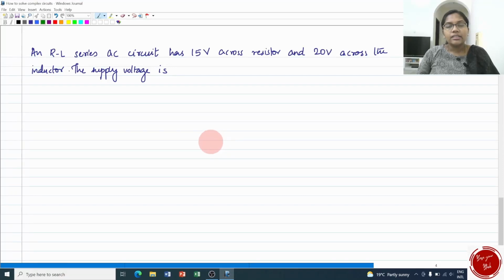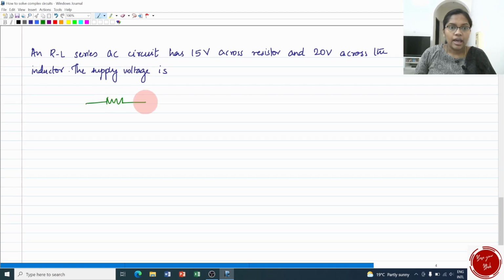Hello guys, let's see a basic problem from single phase AC circuit. An RL series AC circuit has 15 volt across the resistor and 20 volt across the inductor. The expected diagram is a resistor and an inductor in series connected to an AC supply, with 15 volt across the resistor and 20 volt across the inductor. So we have to find the net voltage.